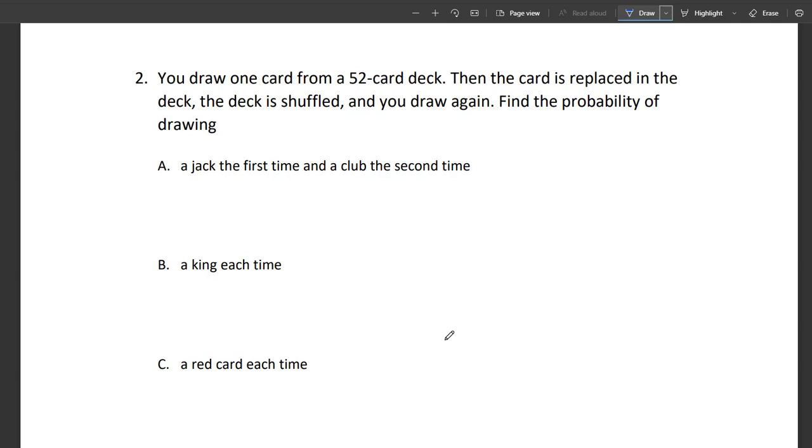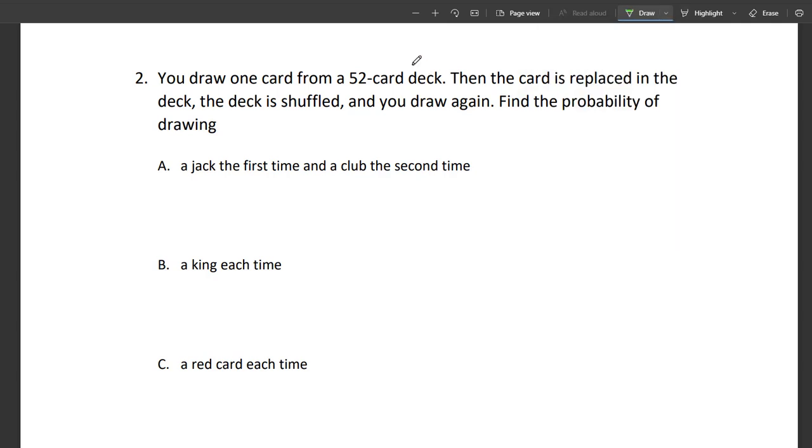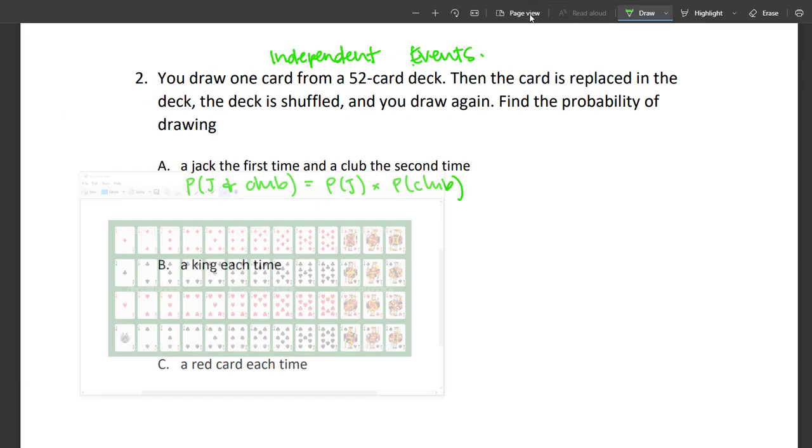Okay, number 2, you draw 1 card from a 52 card deck. The card is then replaced, the deck is shuffled, and you draw again. Find the probability of drawing. So since we replaced the card, we are working with independent events. So on A, we have a jack the first time and a club the second time. So probability of a jack and a club. We have 4 jacks out of 52.